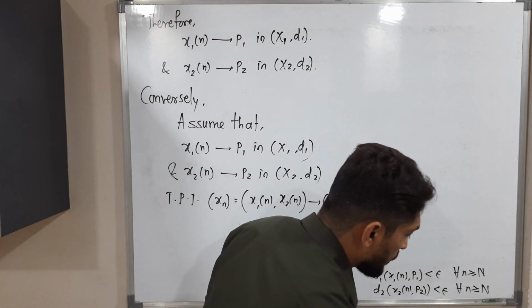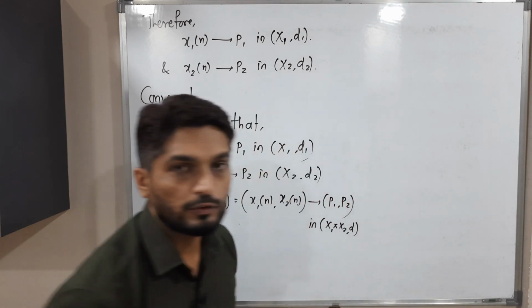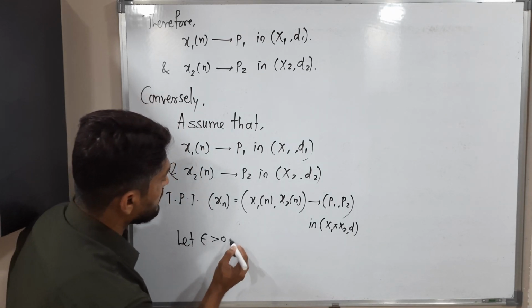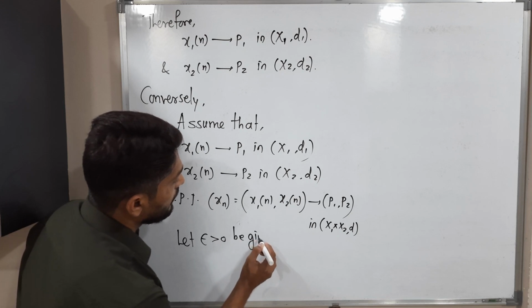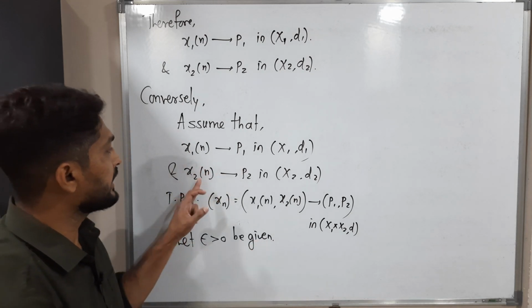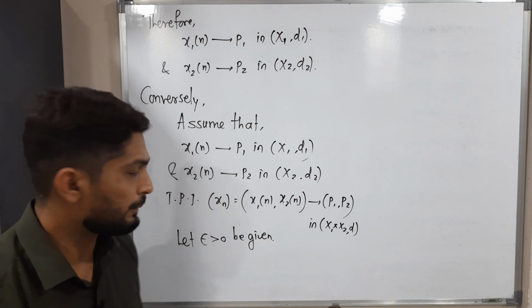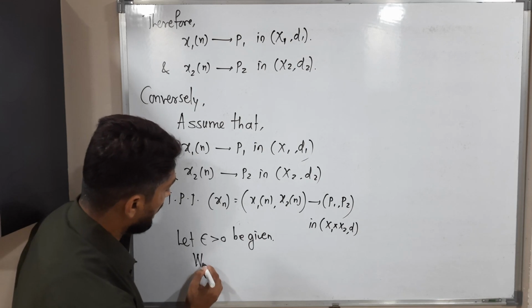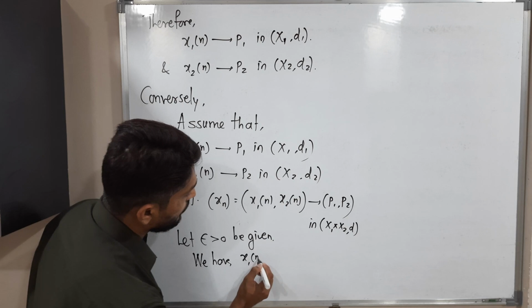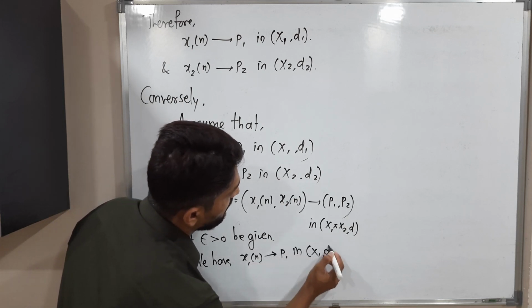So obviously without epsilon we cannot do anything. Okay, so let us take one epsilon first. Let epsilon greater than 0 be given. This time we have two pieces of information: the first sequence converges to p1 and the second sequence converges to p2. So let us use the given information one by one. We have x1n converges to p1 in x1 d1.